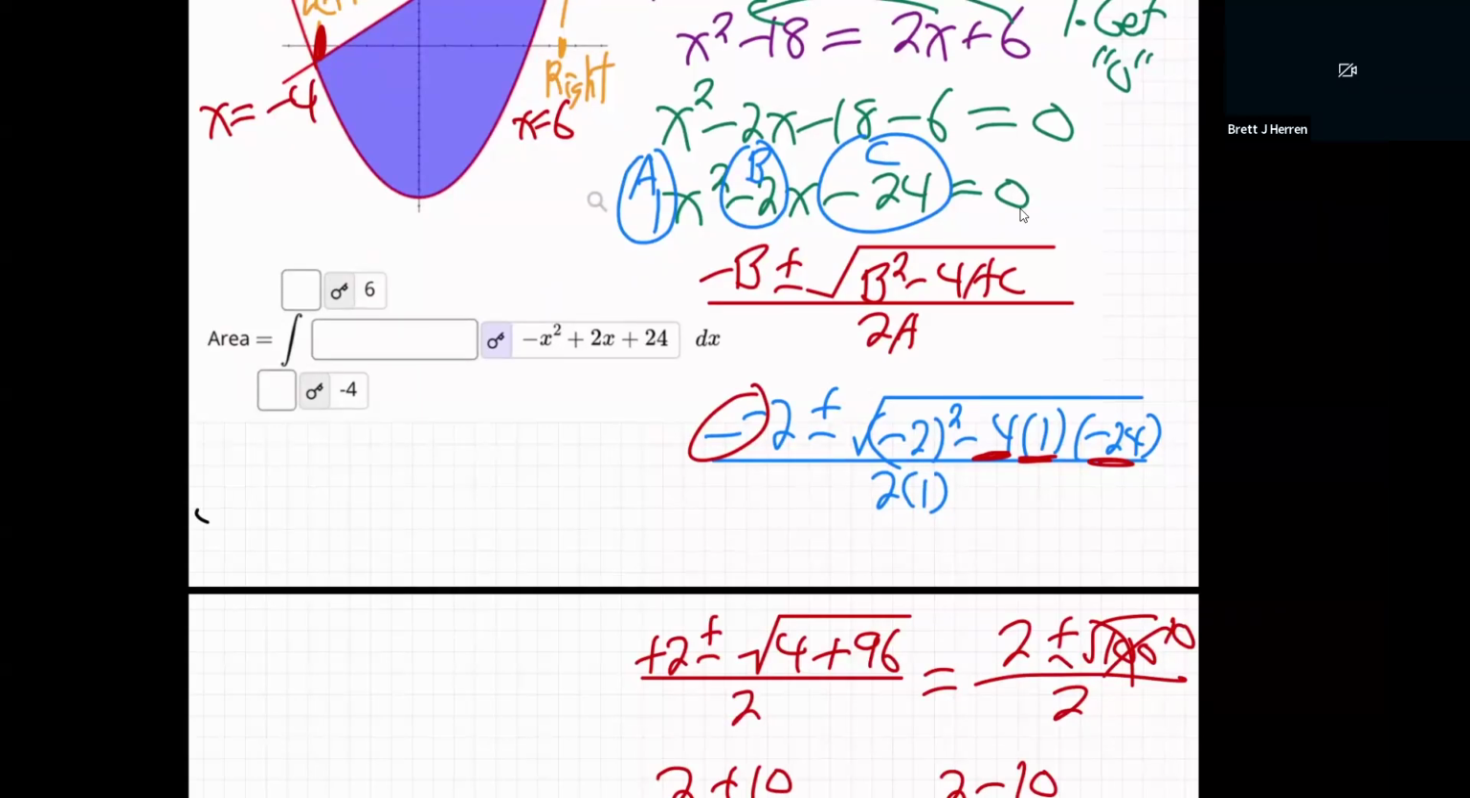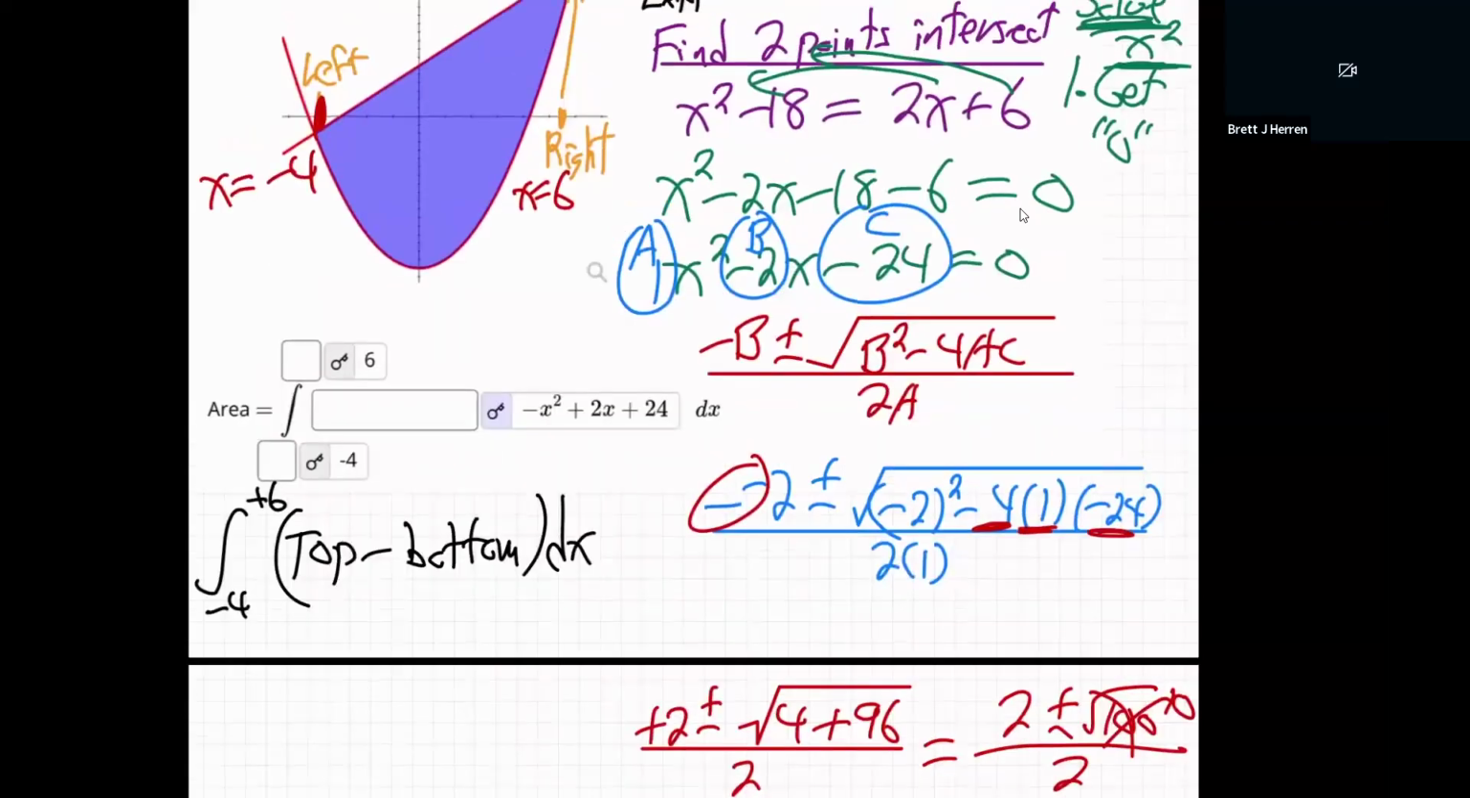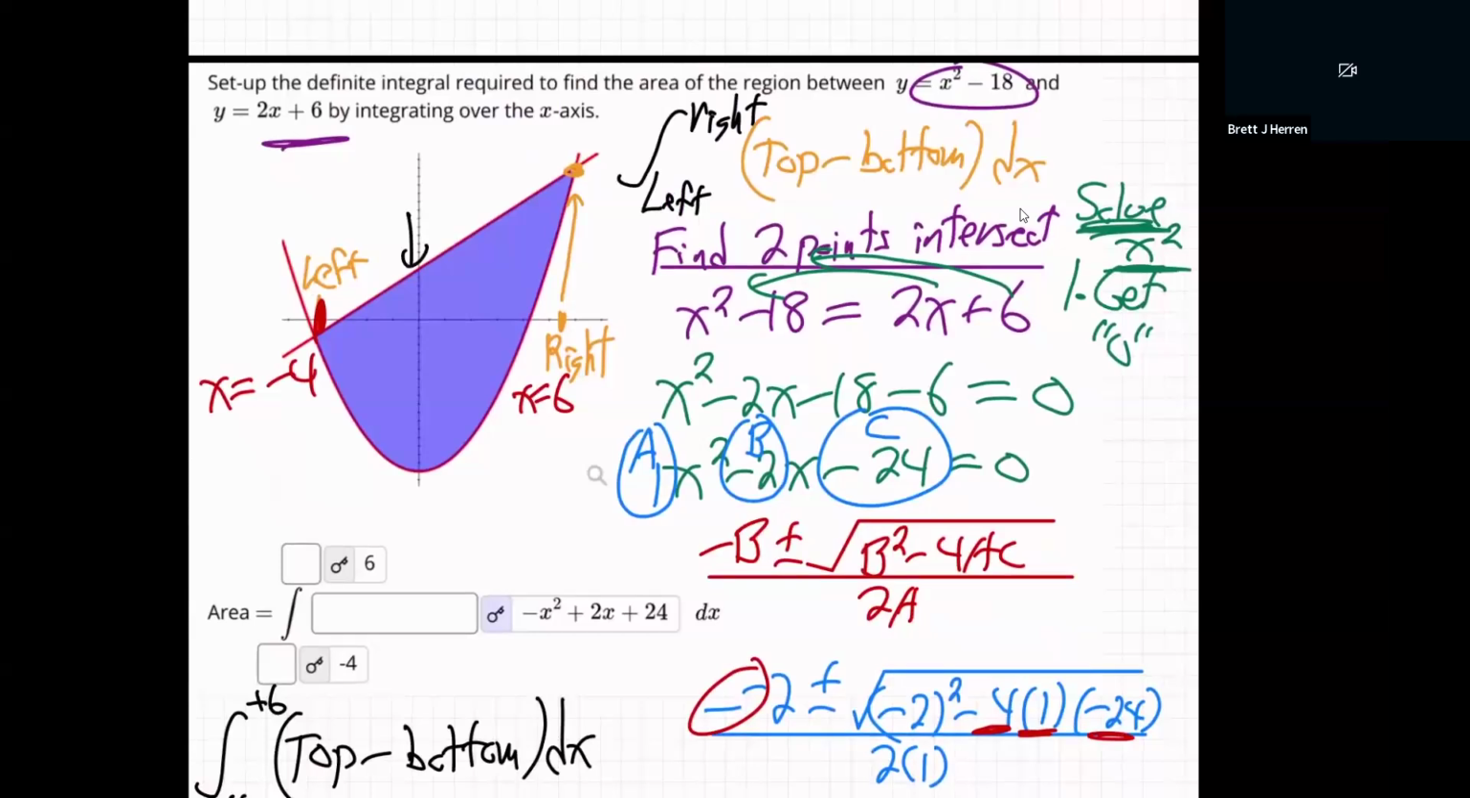So the integral is from -4 to +6 of, now remember, we're going to do the top function minus the bottom function dx. Okay, so what's the top? Well, the function on the top is this one. What is that one? That's y equals x squared. No, I'm sorry, that's the other one. It's the straight line. So it's going to be this one, y equals 2x plus 6, because it's the straight line. This is a straight line equation. y equals mx plus b, x to the first power, that's the straight line.